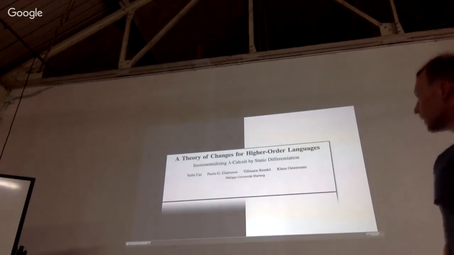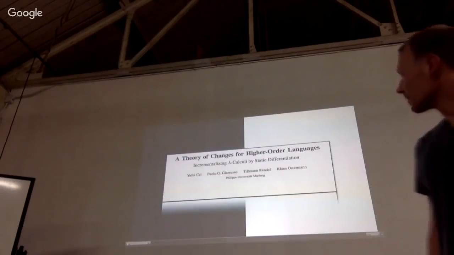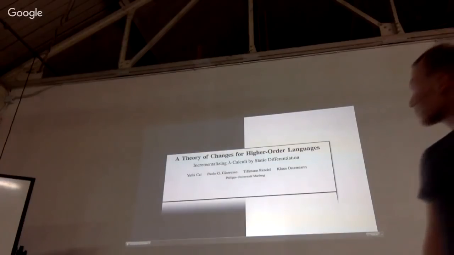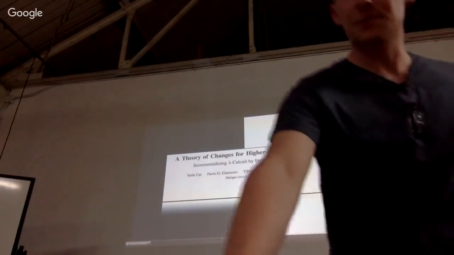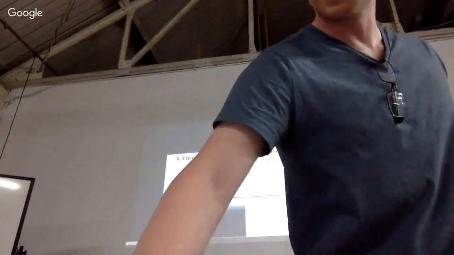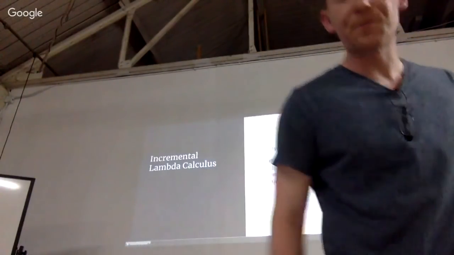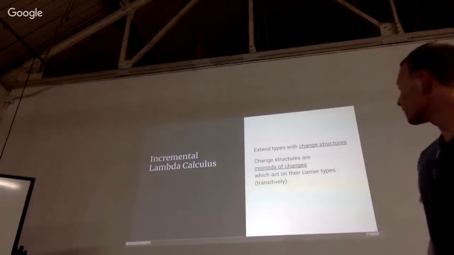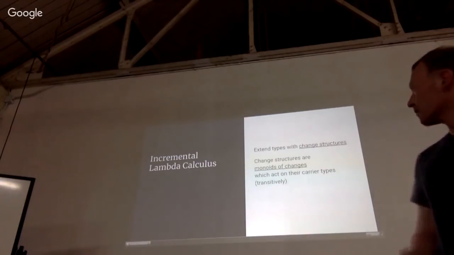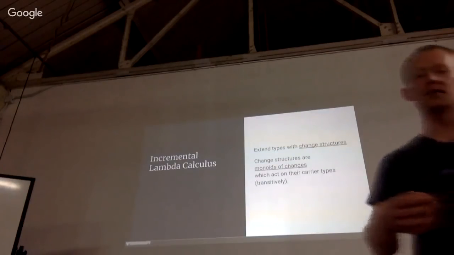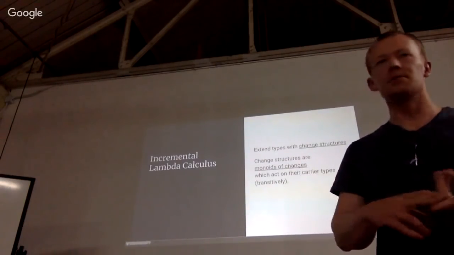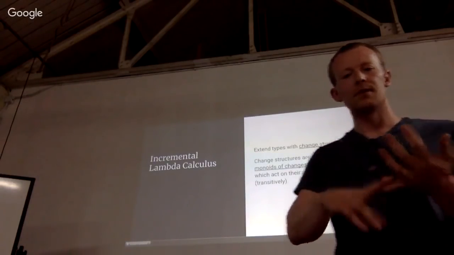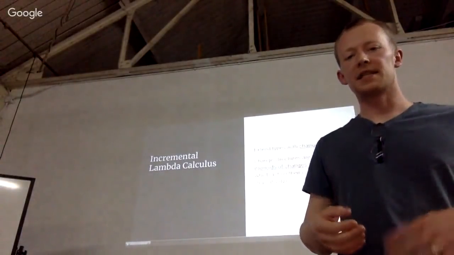So there's this paper that I really like called The Theory of Changes for Higher Order Languages, Incrementalizing Lambda Calculi by Static Differentiation. And it basically solves this problem. What I'm going to talk about is basically applying this paper to PureScript. It defines this incremental lambda calculus, which is a model of the lambda calculus. So you have simply typed lambda calculus, with types and terms, and the terms are lambda abstraction, lambda application, variables, and then term formers for basic things like tuples.